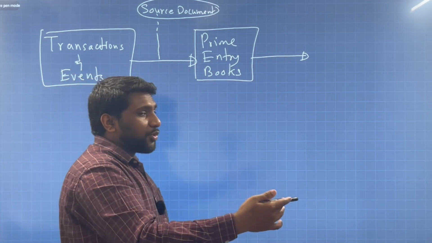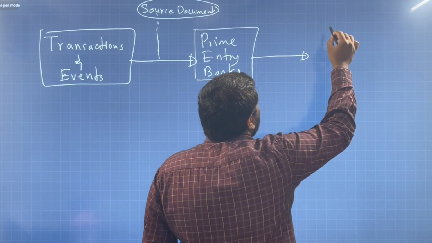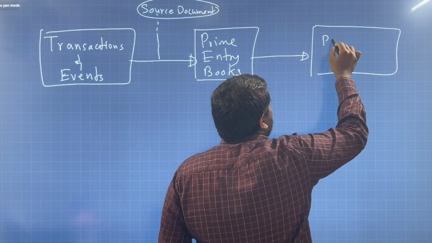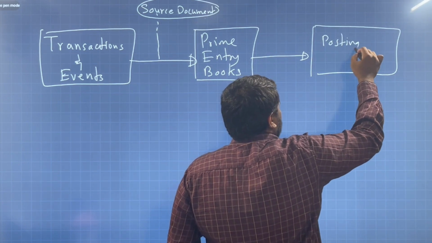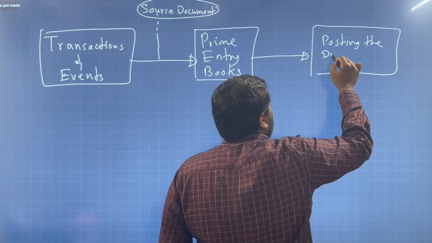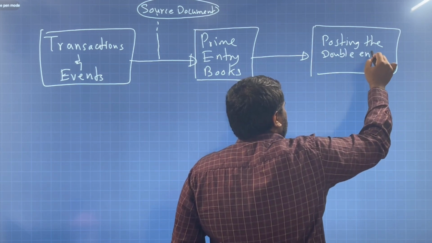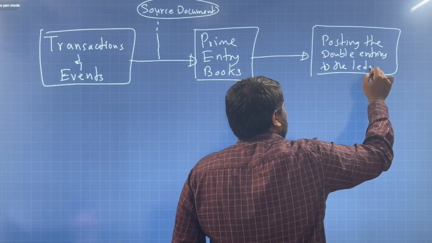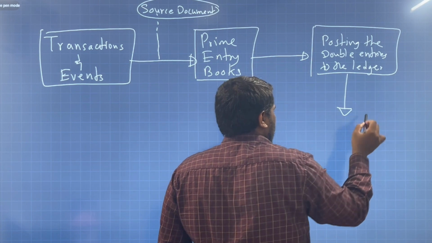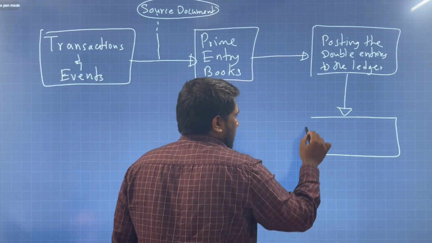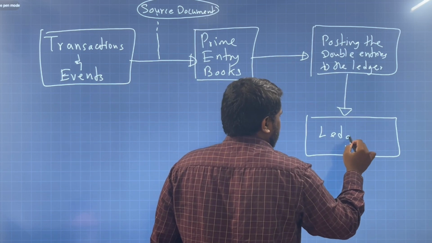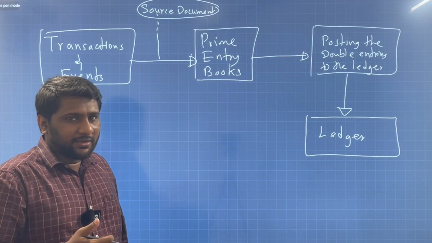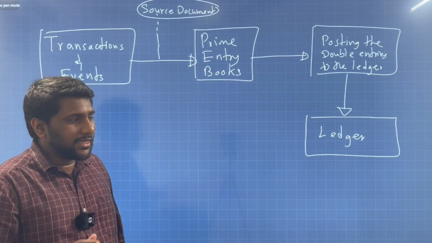So the next step is posting the double entries. Posting the double entries will happen in the ledgers. So the next step is what? Post the double entries to the ledgers. If you take these ledgers, there are three types of ledgers which we are using in accounting. One is the purchase ledger, another is the sales ledger, and another is the general ledger.